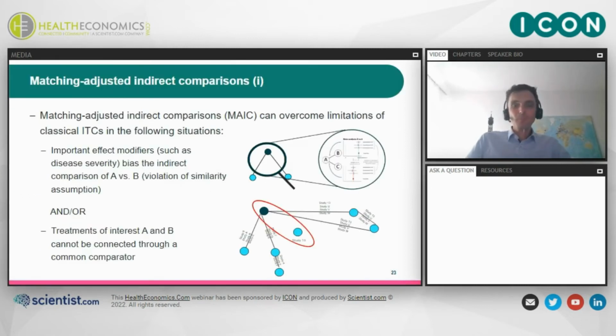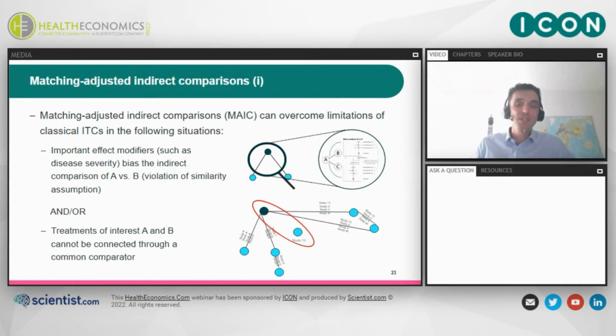So when we talk about non-standard situations in evidence synthesis and ITCs and also ways to handle them, I think we also must talk about matching adjusted indirect comparisons, or MAICs. I would like to give you an overview of this method in the next chapter of this webinar. MAICs can indeed overcome some of the limitations of classical ITCs, especially in the following situations. You might remember the slide with the networks we like and we don't like so much that Katrin presented a couple of minutes ago.